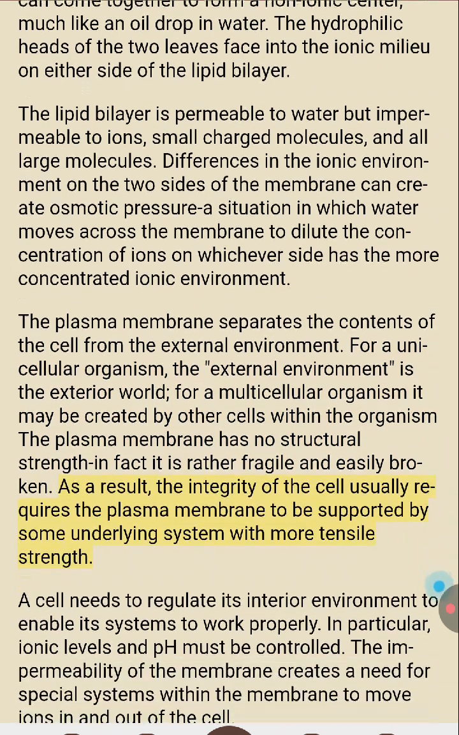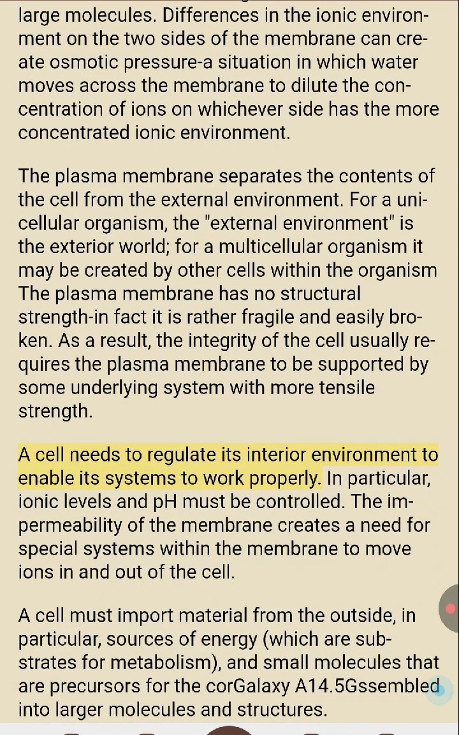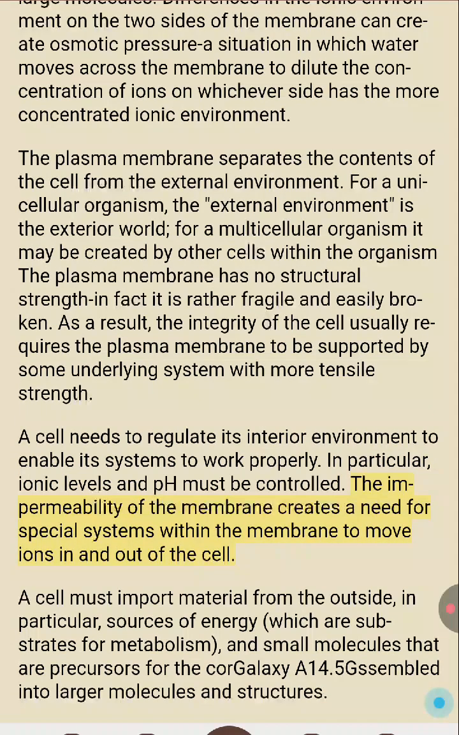As a result, the integrity of the cell usually requires the plasma membrane to be supported by some underlying system with more tensile strength. A cell needs to regulate its interior environment to enable its systems to work properly. In particular, ionic levels and pH must be controlled. The impermeability of the membrane creates a need for special systems within the membrane to move ions in and out of the cell.